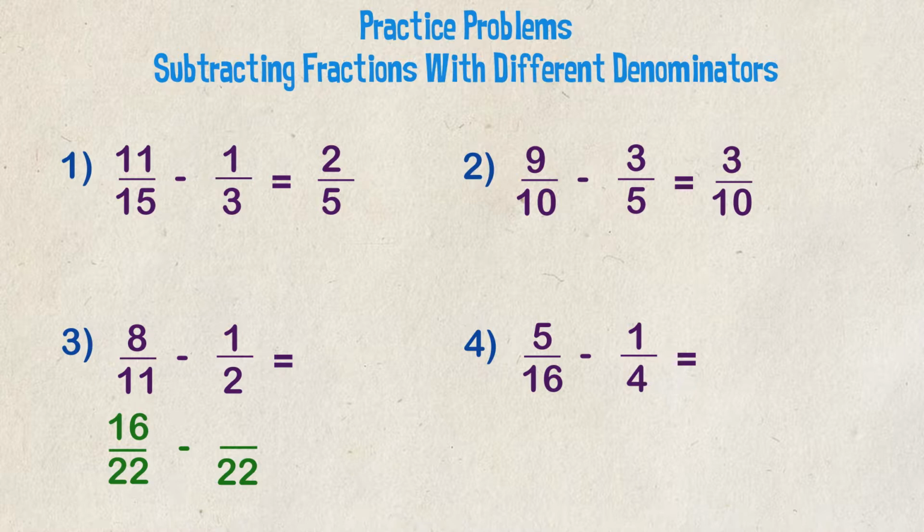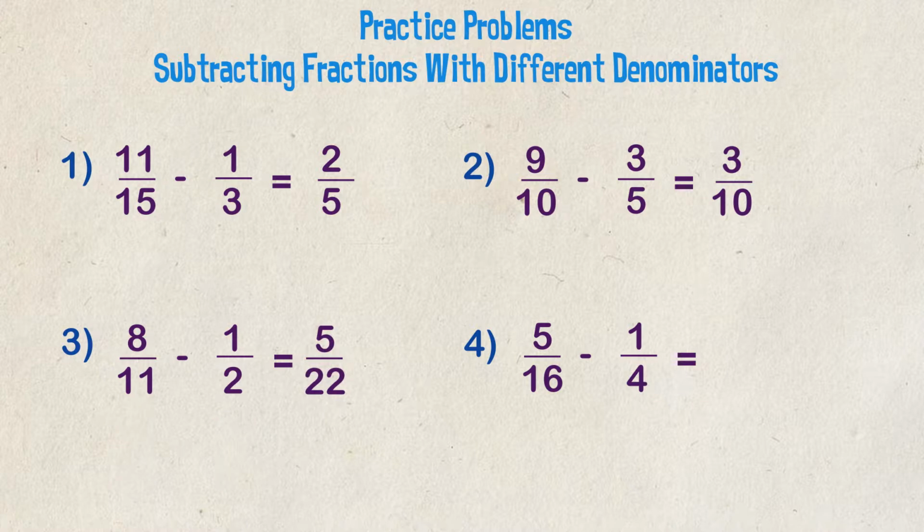For the second fraction, we need to multiply the numerator and denominator by 11 to get the equivalent fraction. The new fraction would be written as 11/22. Finally, we subtract 16 minus 11 and we get 5. 5/22 is our final answer.